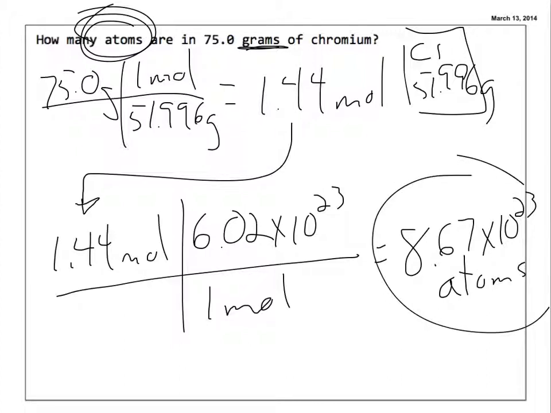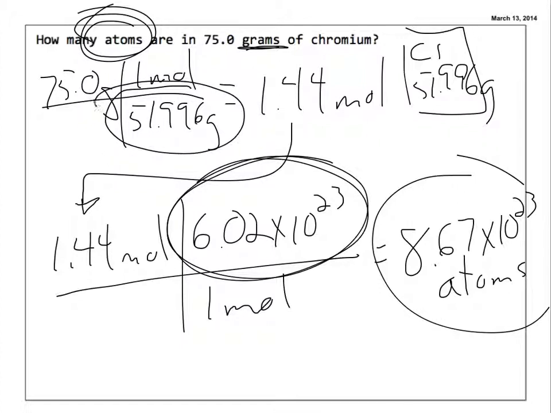Okay, so the number of atoms or molecules in a mole is always 6.02 times 10 to the 23rd. The number of grams in 1 mole depends on the element or the compound. So the number of grams per mole can change. The number of atoms or molecules per mole never changes. So keep that in mind as you're doing these problems.